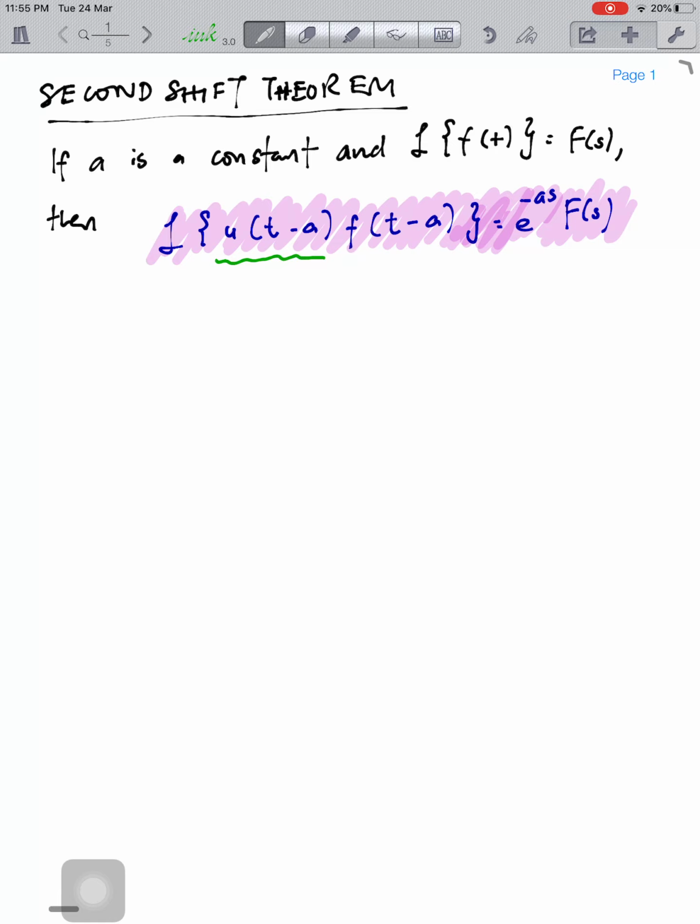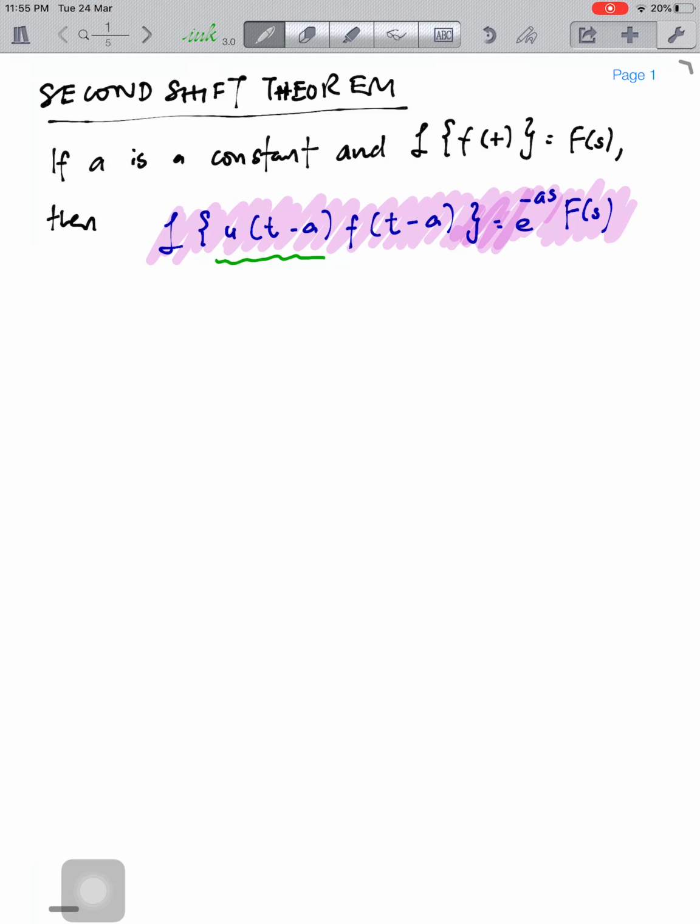So the second shift theorem states that if a is a constant and Laplace of f of t is equal to F of s, then if you were to take the Laplace of a product of the unit step function with any function, the outcome is going to be exponential of negative as multiplied by F of s.